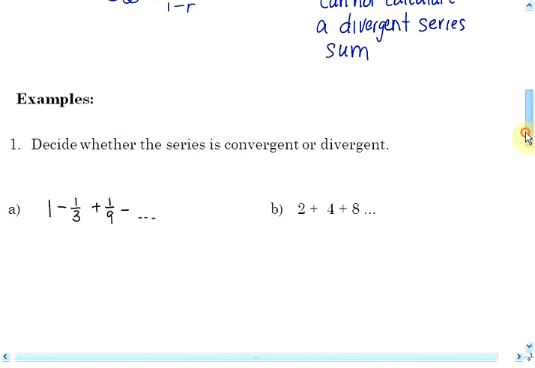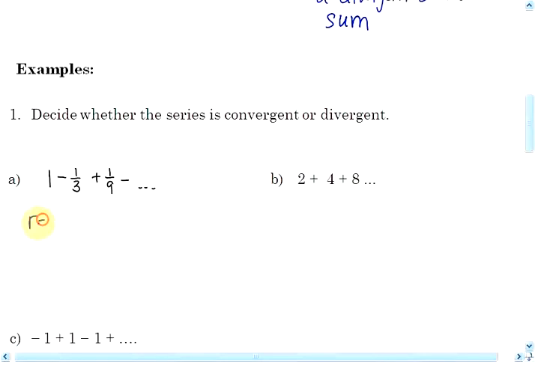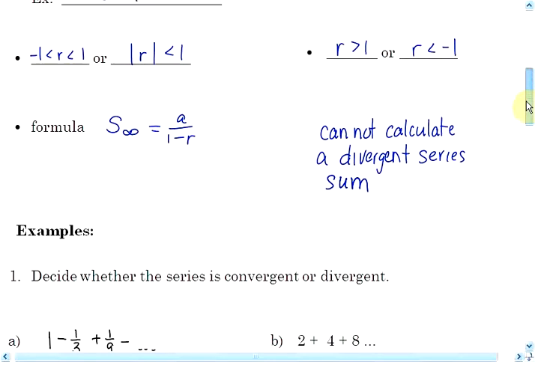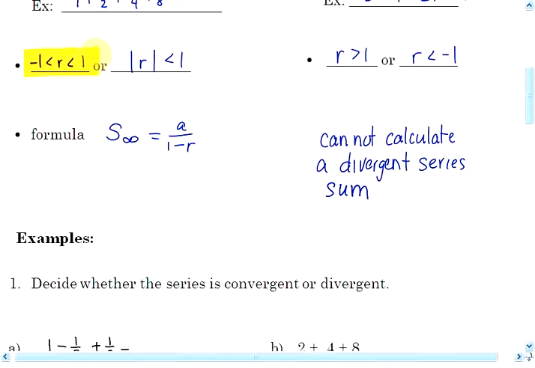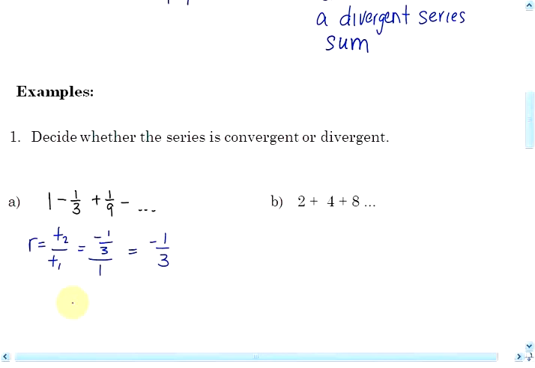Moving on to our examples. We're going to start very basic here. We're going to look at a set of series and decide whether they are convergent or divergent. If you're asked something like this, what we're asking you to do is figure out what r is. Remember, r is t2 divided by t1. So that's -1/3 divided by 1, which is -1/3. Remembering that to be convergent, you must be between those bounds of -1 and 1, which this is. So this first case is therefore convergent.